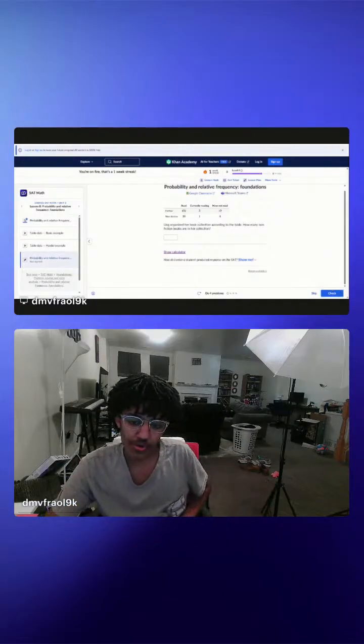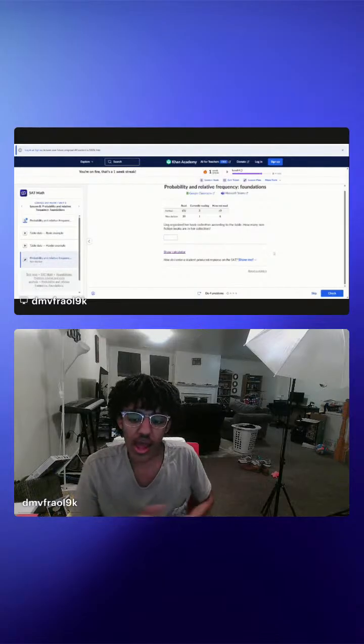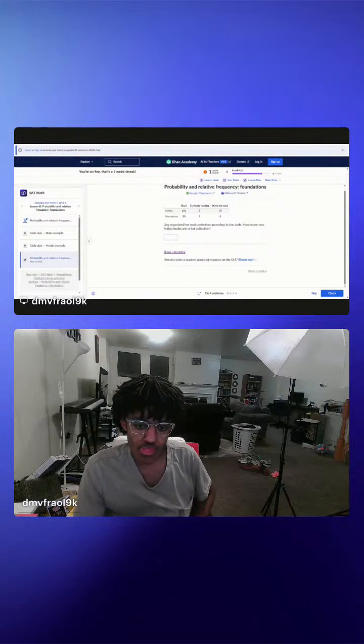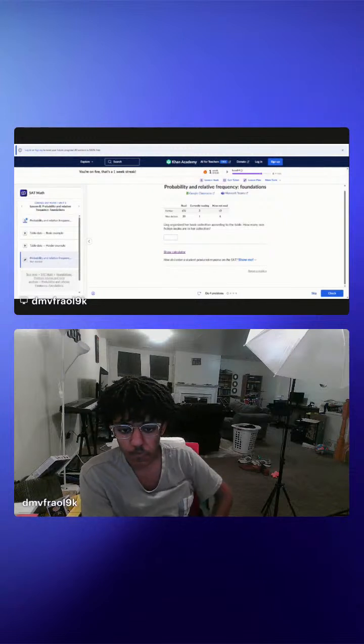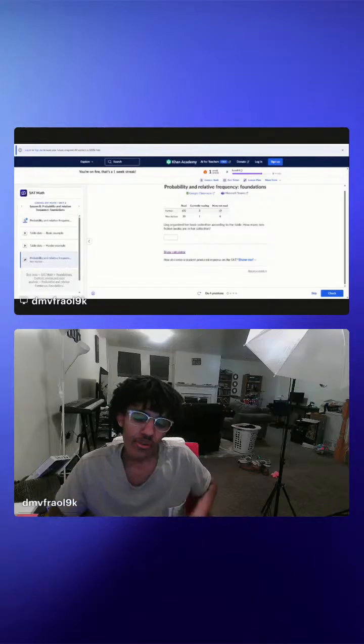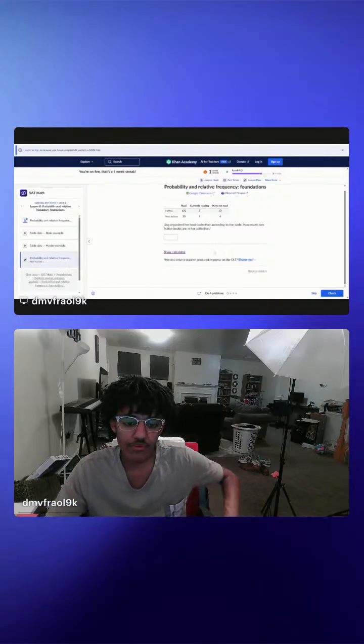Ling organized her book collection according to the table. How many non-fiction books are in her collection? 30, 24, 25.